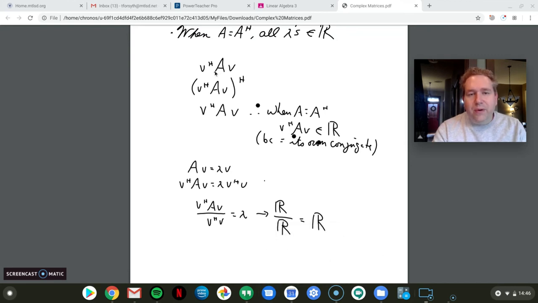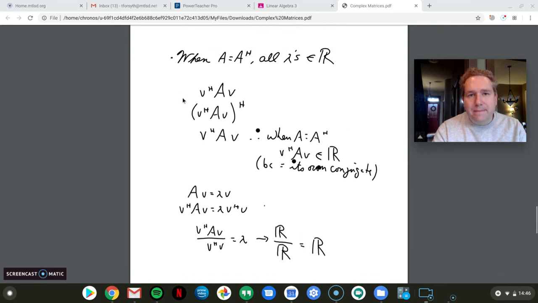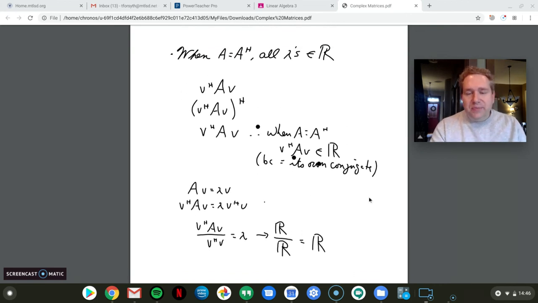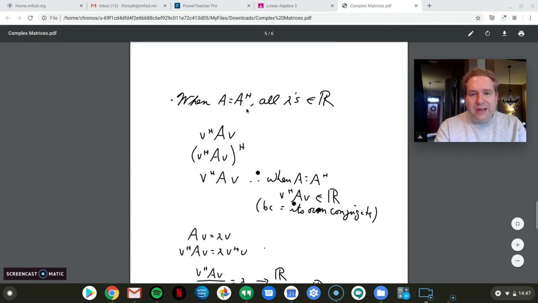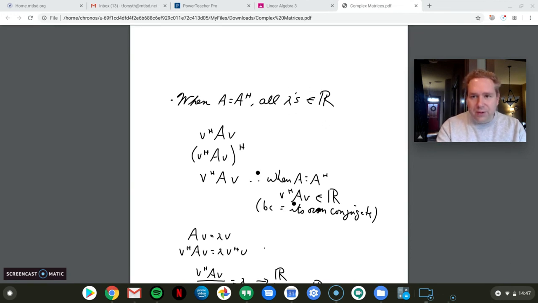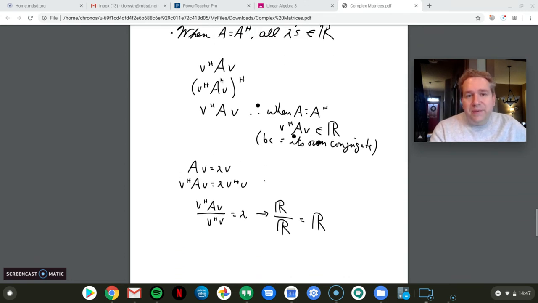You've seen this before. We've seen this proof before as part of the spectral theorem, but we saw it with transposes because we weren't even imagining complex vectors at that time. But you can prove that again: when A equals A Hermitian, all of the eigenvalues, even if you're dealing with a set of complex vectors, have to be real. And we've seen this before with transposes here.